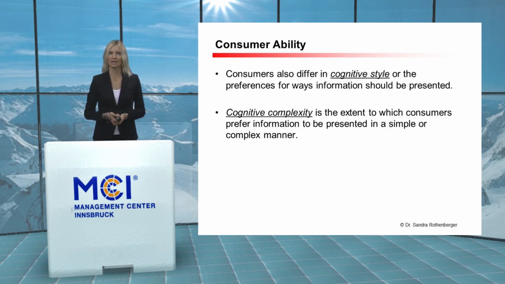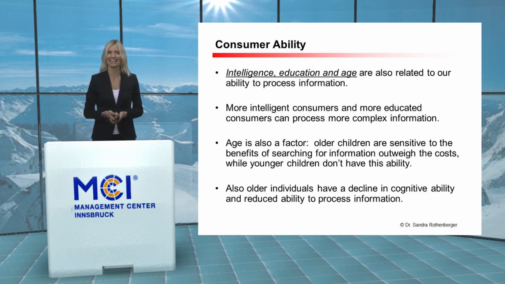Consumers also differ in cognitive style, or the preference for ways information should be presented. Cognitive complexity is the extent to which consumers prefer information to be presented in a simple or complex manner. Consumer ability also means intelligence, education, and age, which also have an influence on the ability to process information. More intelligent customers and more educated consumers can process more complex information.